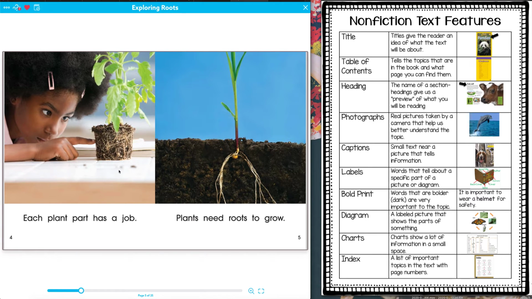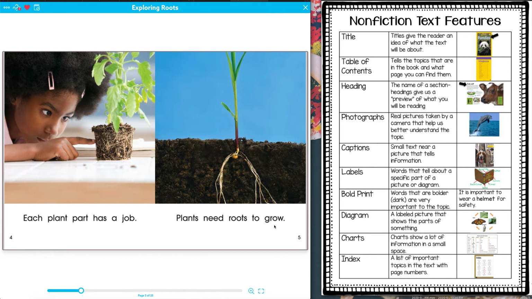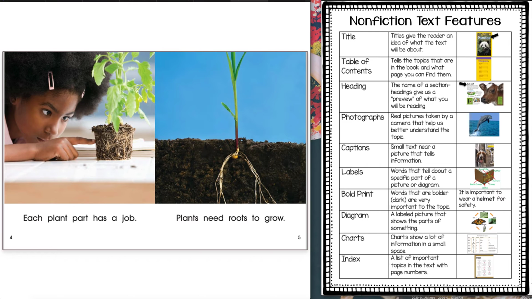This right here, boys and girls, is a photograph. This was taken with a camera. She is a real girl looking at a real plant. Plants need roots to grow. And in this photograph, you can see the roots coming down.